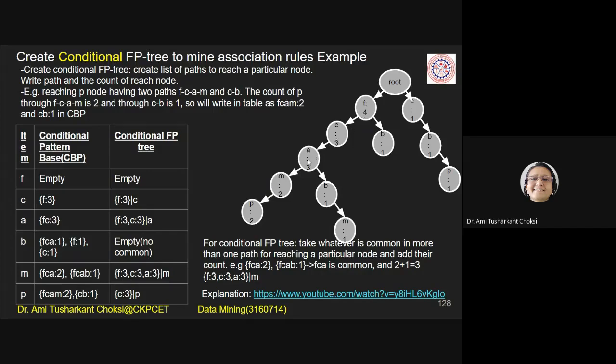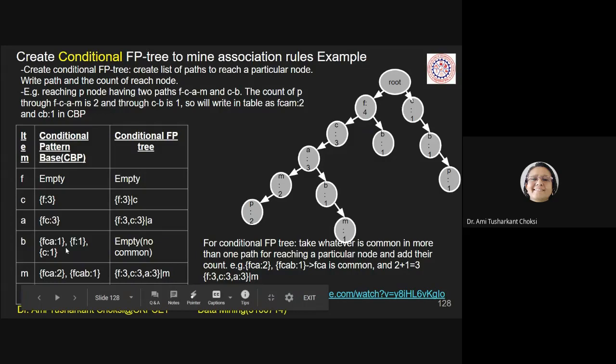FCA, right? FCA and B is 1. So whatever is minimum, that we need to write. FCAB: F is 4, C is 3, A is 3 and B is 1, right? So this 1 will be written here. So we can say FCA:1. Then after, what do we say is F:1. So what do we say?